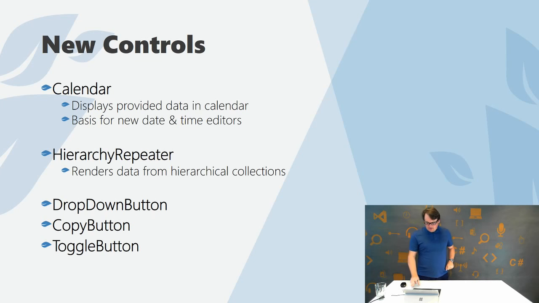So that's a summary of the controls. So there is the calendar, which can be templated, and it works as a basis for new editors we are making. So the Date Picker and other controls, they are using the calendar. There is a hierarchy repeater for rendering multi-level lists or other hierarchical structures. And there are a few other buttons like the drop-down button, which you could see in the filtering, because when you click a filter icon, it's basically a drop-down button. There is copy button, there is toggle button, and again a lot of other controls.